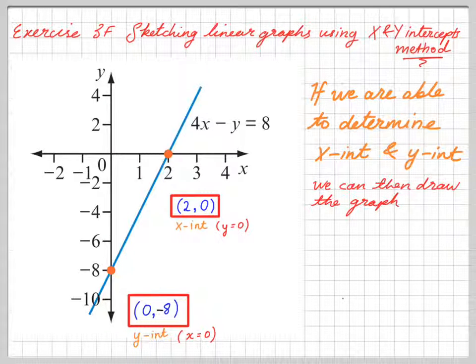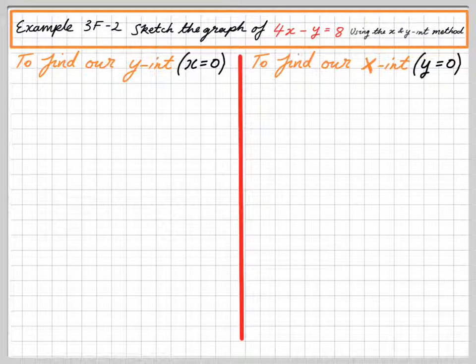So I think with that in mind, we should hopefully be able to answer the second example in exercise 3F, where it says to sketch a graph, and the graph is 4x minus y is equal to 8 using the x and y intercept method. Now I've said this many times in class, and I'd like you to say it the same way, so that you'll be able to understand and memorize the procedure. Now we should know that to find our y-intercept, x is equal to 0. So we're going to sub in 0 into the equation.